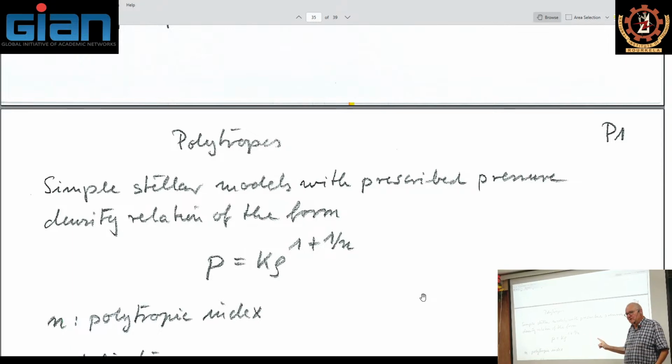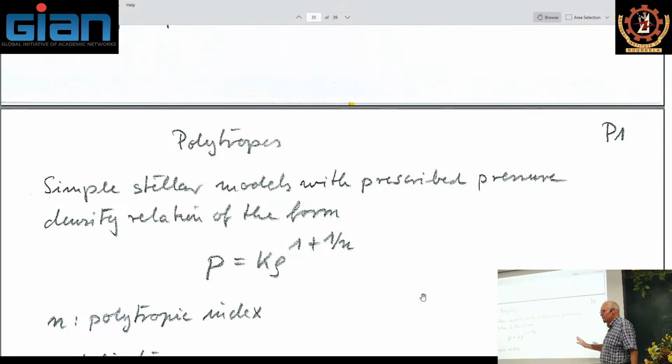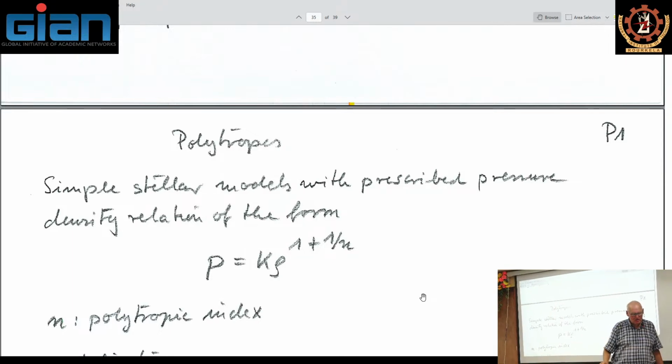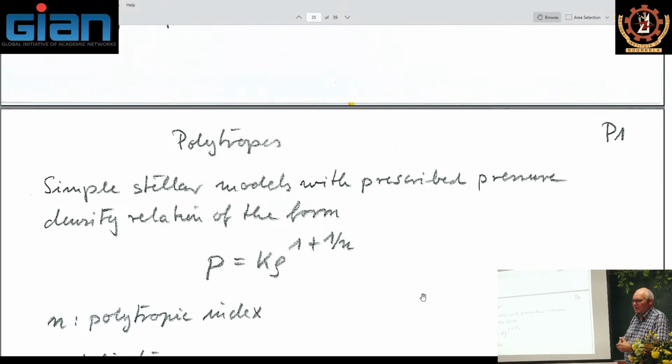It does not mean that the equation of state has to have this form. This pressure-density relation may be caused also by a particular way in which energy is transported, plus the equation of state. We'll see that in a moment. So it's a formal way to describe pressure-density relation without any reference to the temperature. It's a formal way to close the system of equations.